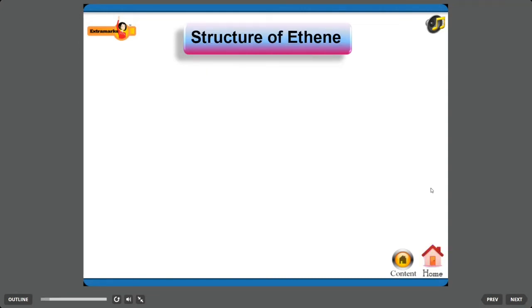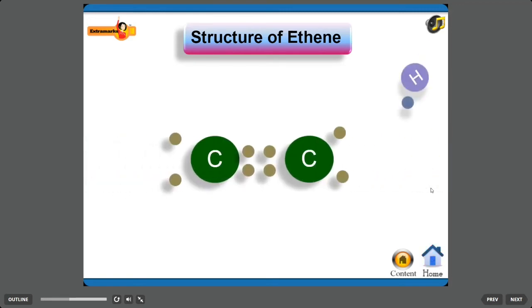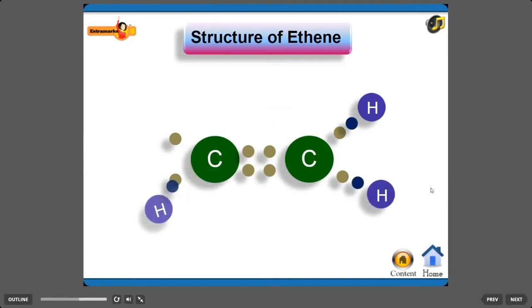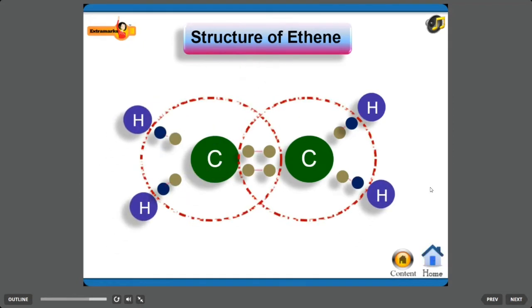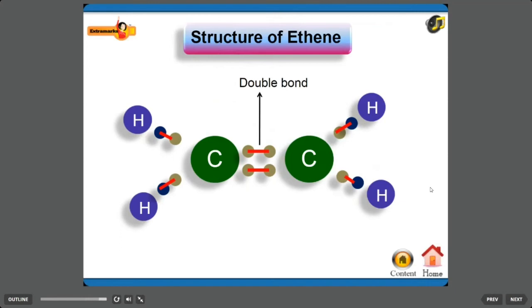Now, we will discuss about the structure of ethene. Each carbon atom of ethene is attached to 2 hydrogen atoms by single covalent bonds and to another carbon atom by a double covalent bond. It is a planar molecule and all bond angles are of 120 degrees.